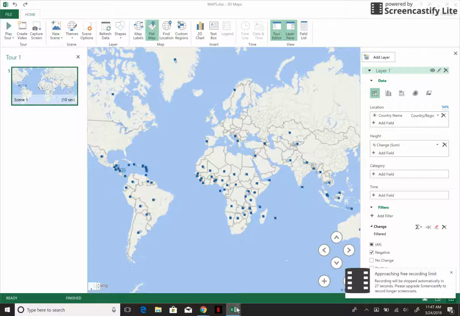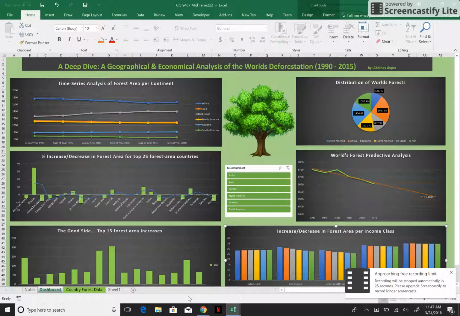So this presentation and dashboard helps us visualize quickly where we're doing things correct and where we can take improvements.